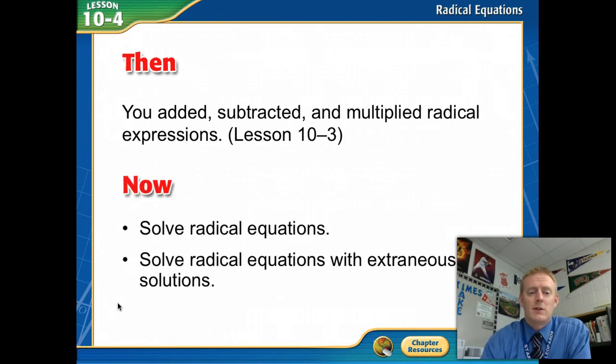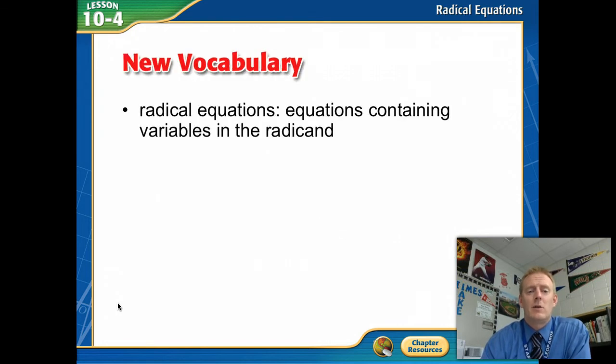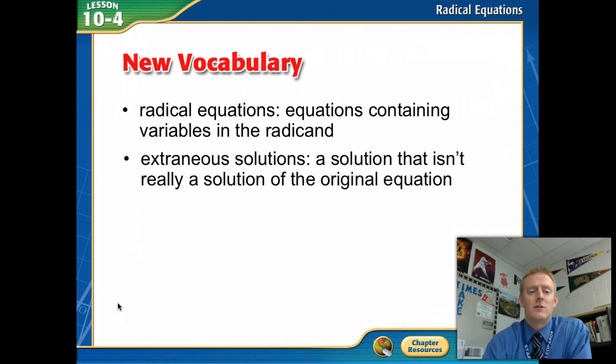Here are our new steps. We're going to solve radical equations. We're also going to learn about something called extraneous solutions. Radical equations are equations that have variables in the radicand. The radicand is, again, the stuff that's inside the square root sign. Extraneous solutions are solutions that aren't really a solution to the original equation. So we'll have to make sure that we check our answers very, very carefully.